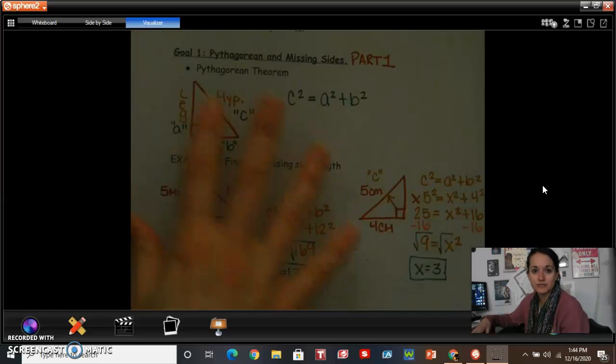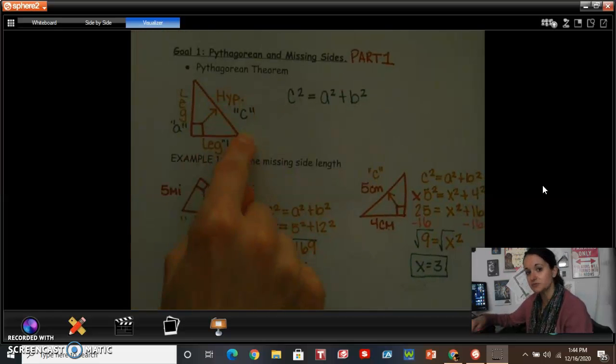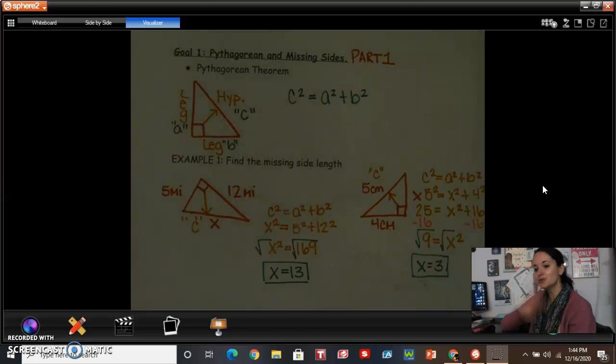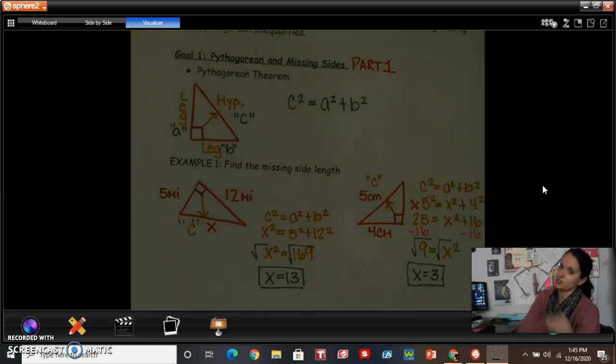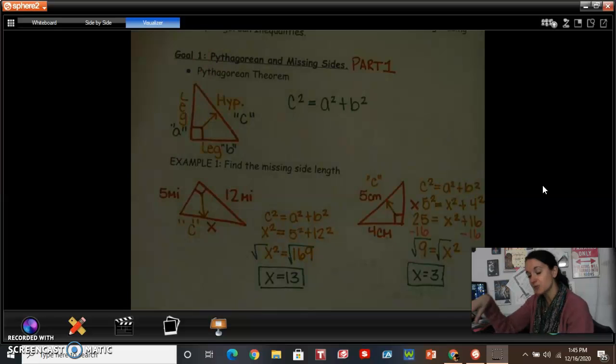So, just to review, in part 1, we talked about if you're given a right triangle, using the Pythagorean theorem to find the missing side. Now we're going to work backwards, and that's what it means for something to be converse. This theorem is saying, if it's a right triangle, then the Pythagorean theorem holds. Now we're going to say, if the Pythagorean theorem is satisfied, it is a right triangle. So let's go ahead and discuss that.